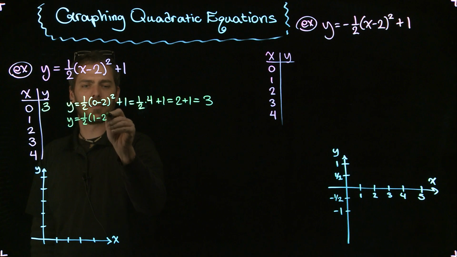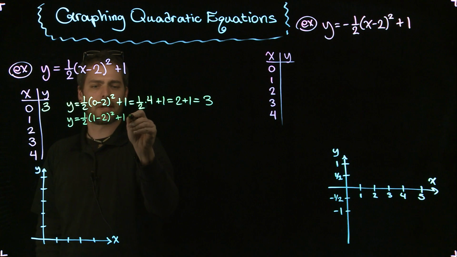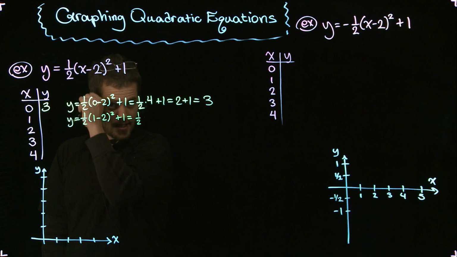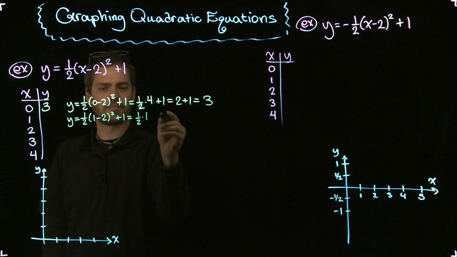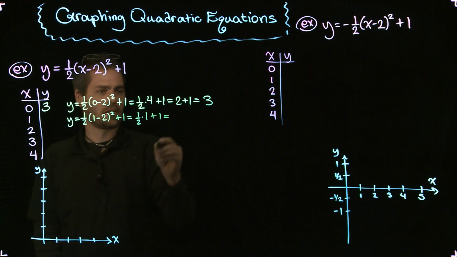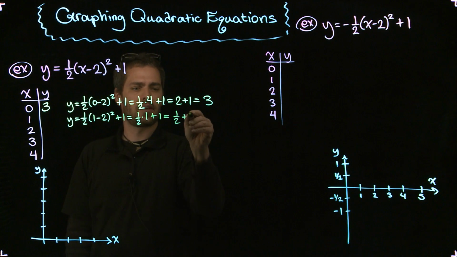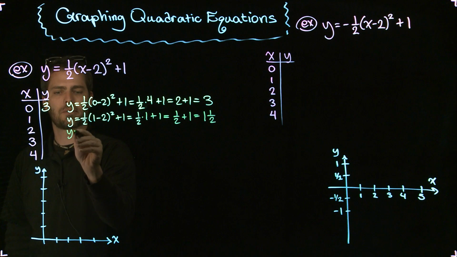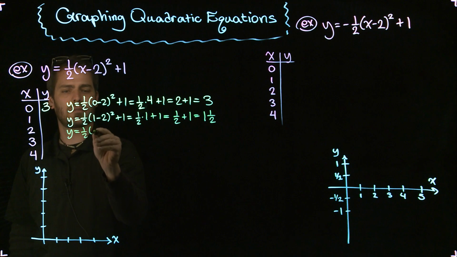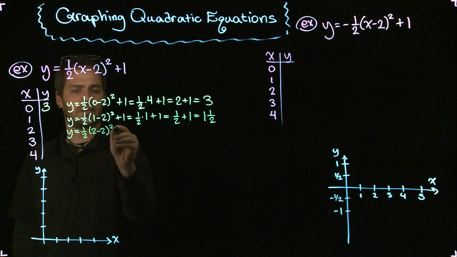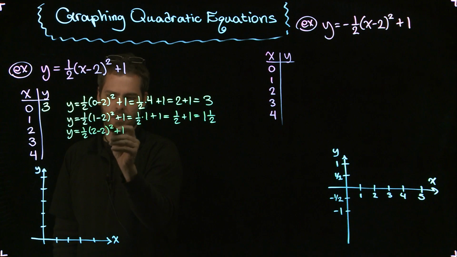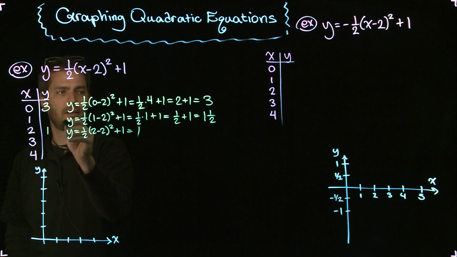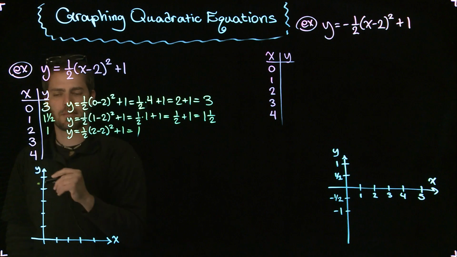All right, now I'm going to plug in 1 for the x value and see what we get here. 1 minus 2 is negative 1 squared is positive 1 plus 1. This gives me 1/2 plus 1, which is, of course, just 1/2. Plug in x equals 2 into the equation. That one's nice because 2 minus 2 is 0 squared times 1/2. That's just all 0. This comes out to 1. And I forgot to put my 1/2 on my table.